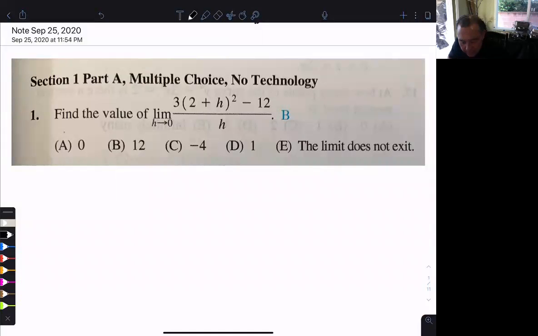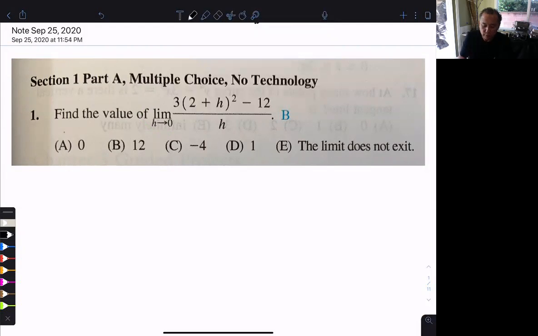This is number 1 from the practice AP questions at the end of chapter 3. What do you have to see here? So here's the first hint. When you see that and that, you should think definition of derivative. It doesn't mean for sure that it is the definition of derivative, but it's a big hint that it could be. So be aware, you need to look at that.